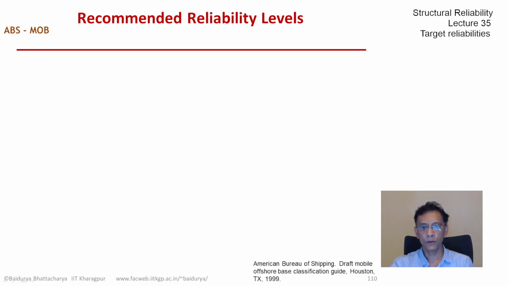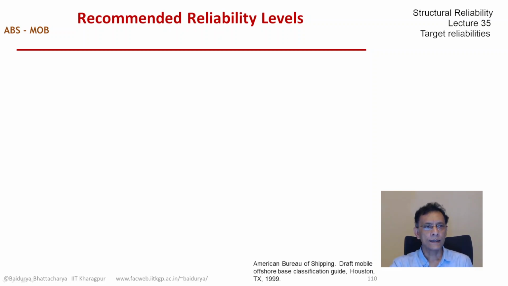The next example we look at is from the end of that decade. The draft MOB classification guide brought out by the American Bureau of Shipping. The mobile offshore base was a novel concept. It was a floating naval base, and as a structural system, it had no precedence. So calibration was simply not possible.